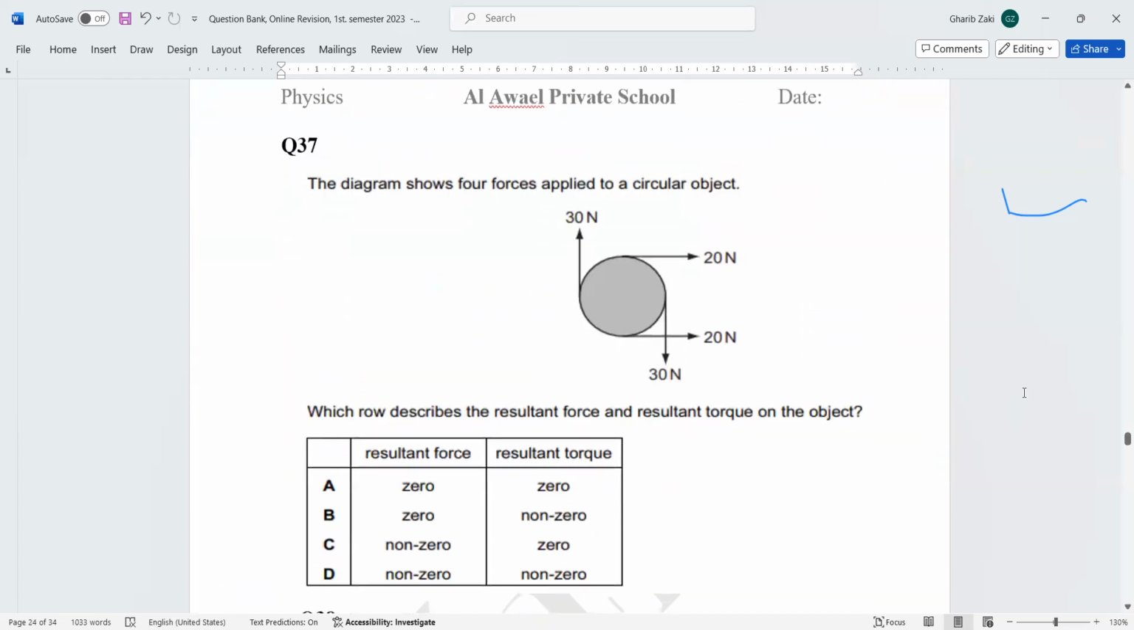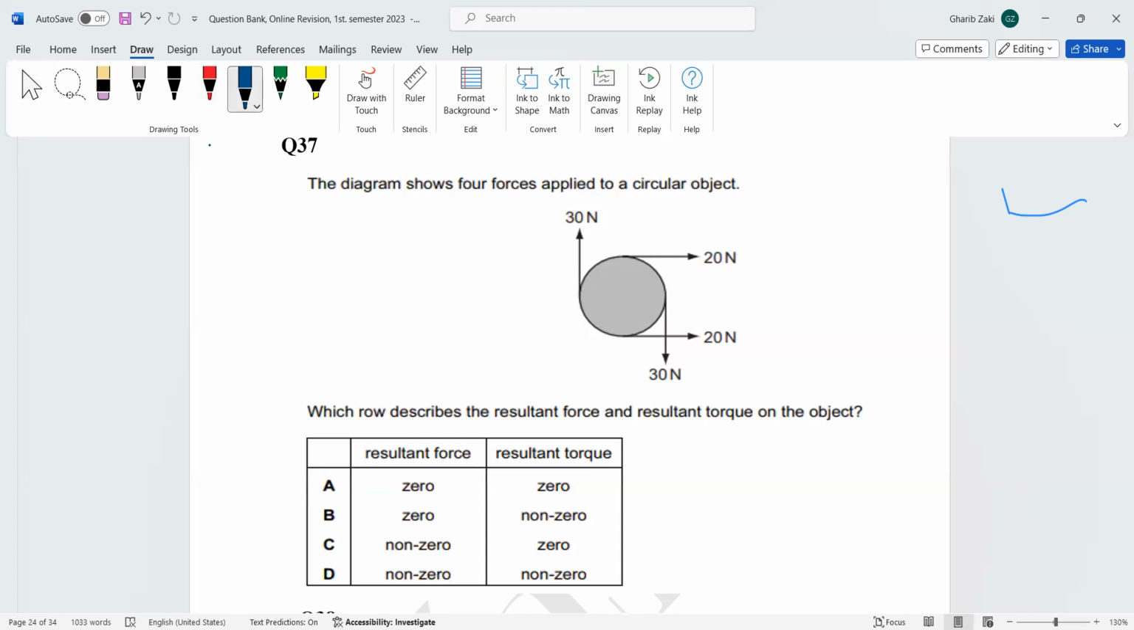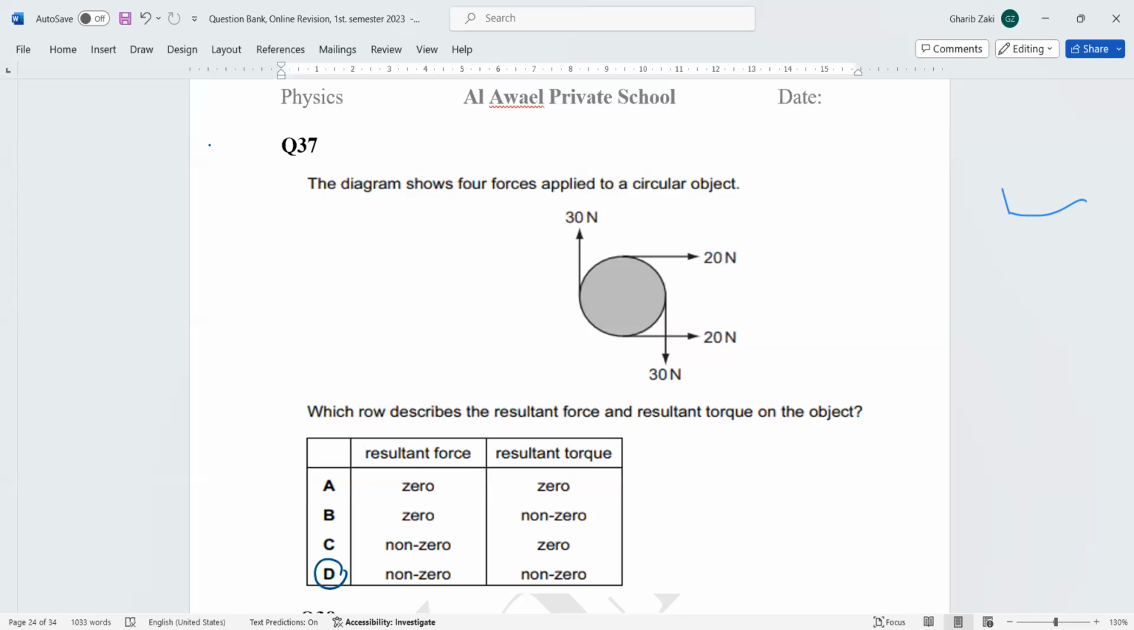Question number 37. He said, which row describes the resultant force here? The resultant force here is not equal to 0. And also the torque is not equal to 0 because it will be rotated. So the correct answer is in.